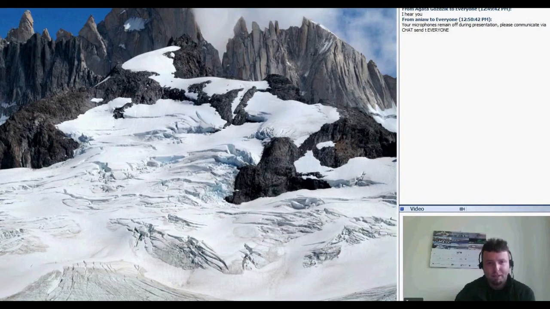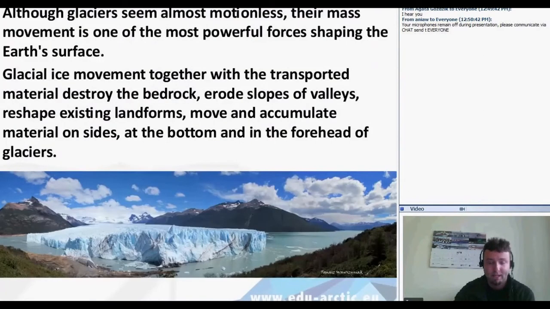And of course, in pictures those glaciers look motionless, but they really move. And their mass movement is one of the most powerful forces shaping the Earth's surface. And this glacier ice movement, together with the transported material, destroys whatever is on its way. So it erodes slopes of valleys, reshapes existing landforms, and moves and accumulates material on the sides, at the bottom, and in the forehead of glaciers.